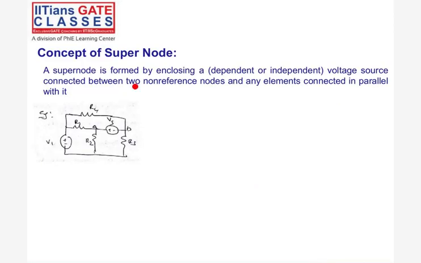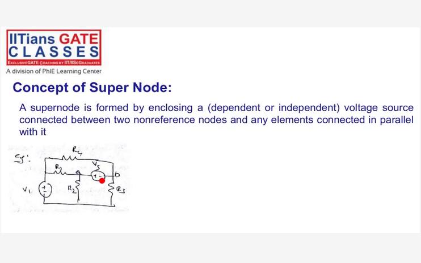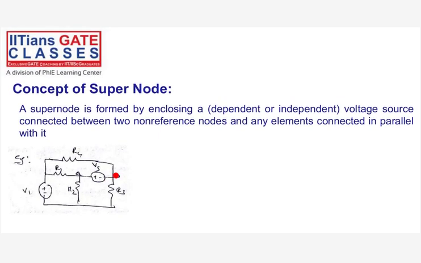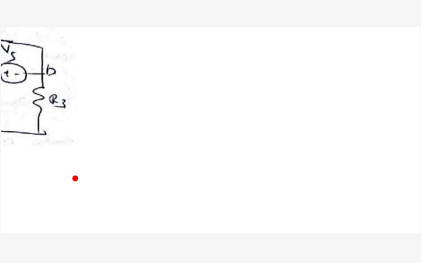In this example, you can see this is a voltage source between two non-reference nodes, A and B. So there is a voltage source between two non-reference nodes. Then you'll consider it as a supernode, and you'll neglect this while writing the equations at these nodes. While writing the equations at nodes A and B, you'll combine them, neglecting this voltage source, and then you'll write the supernode equation as follows.